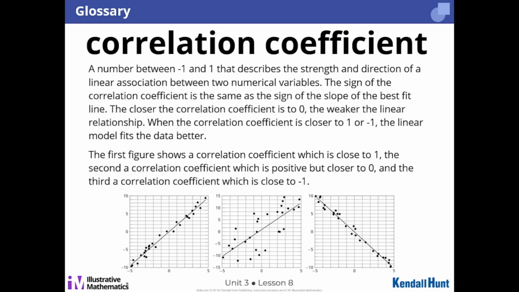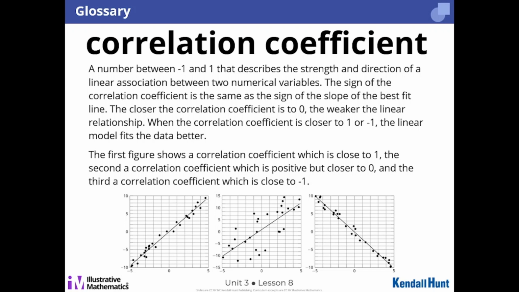Again, on the glossary terms, we have this correlation coefficient. The correlation coefficient will always be a number somewhere between -1 and 1. 1 would describe a perfect positive correlation. Your dot plot or your scatter plot is perfectly in a straight line, 45 degrees upwards from left to right.